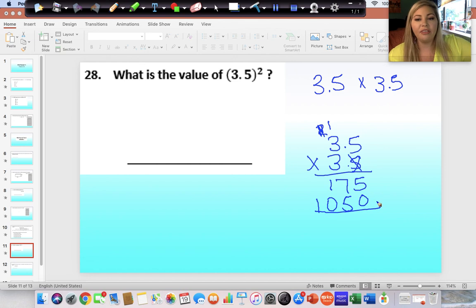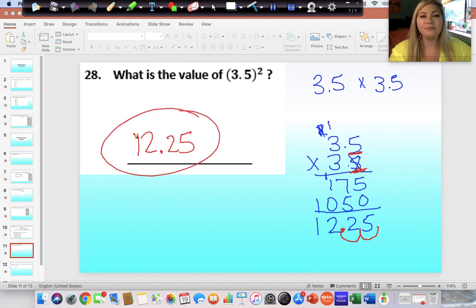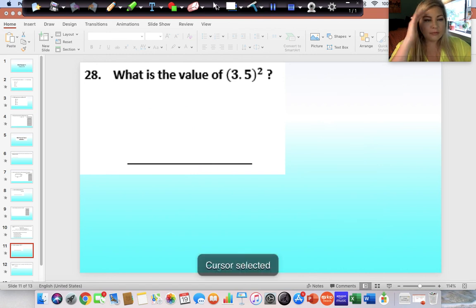And then you'll add these together. 5 plus 0 is 5. 7 plus 5 is 12. Carry your 1. 1 plus 1 is 2, plus 0 is 2. And 1 plus nothing is 1. Then we have our 2 decimal places. We can see that we have 2 decimal places because we only have 1 number behind our decimal here and 1 number behind our decimal here. That gives me 2 decimal places total. So you'll start out the back of the number and move it over once and twice. So 12 and 25 hundredths is your answer.